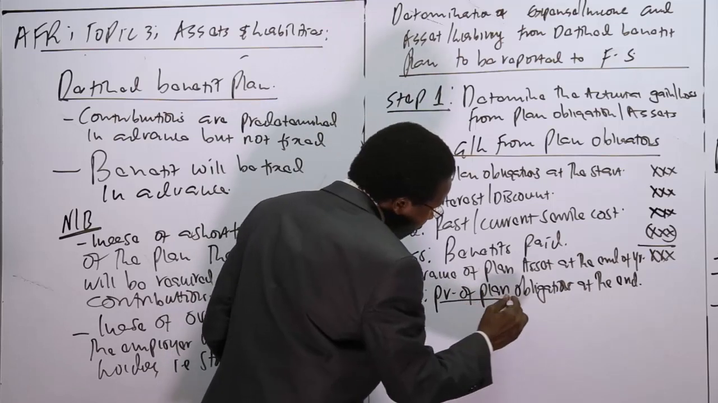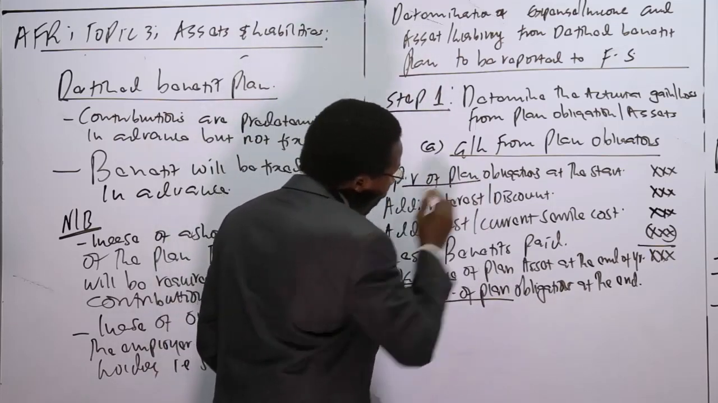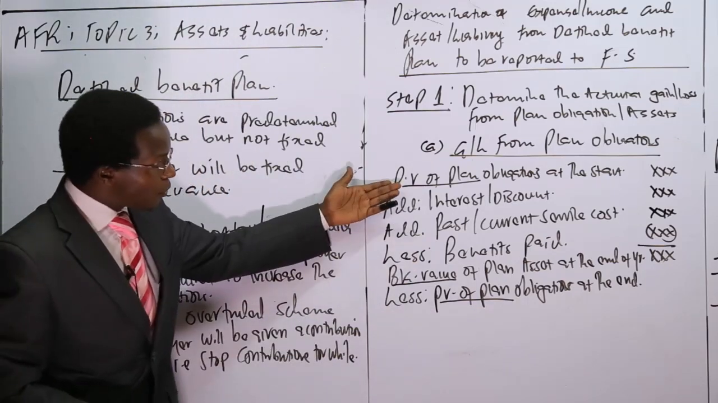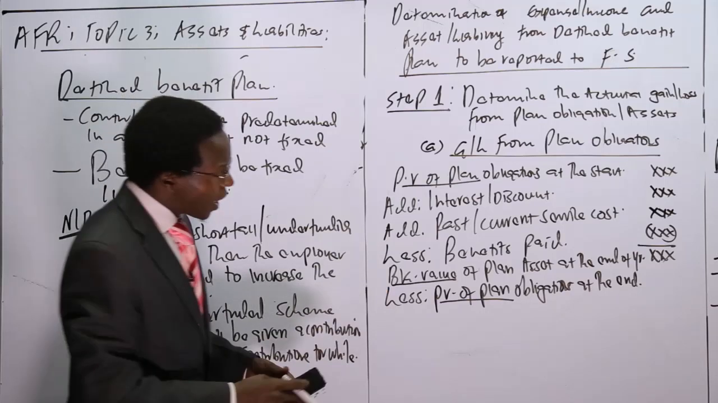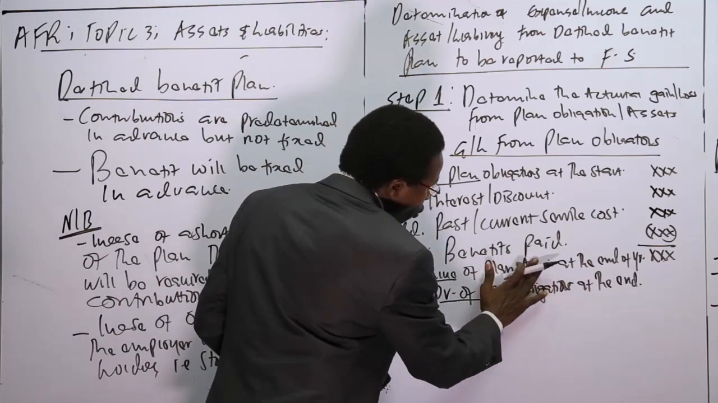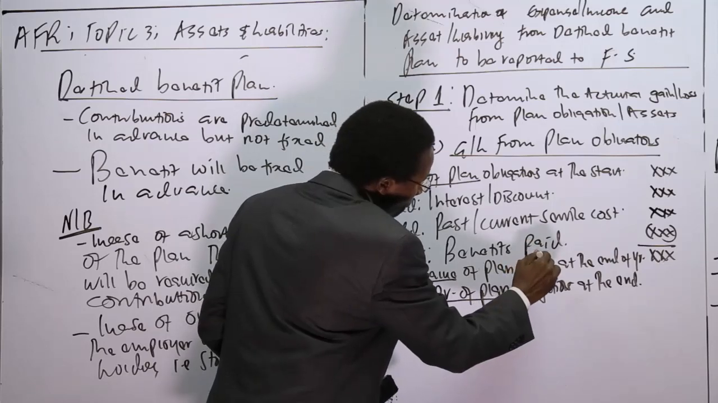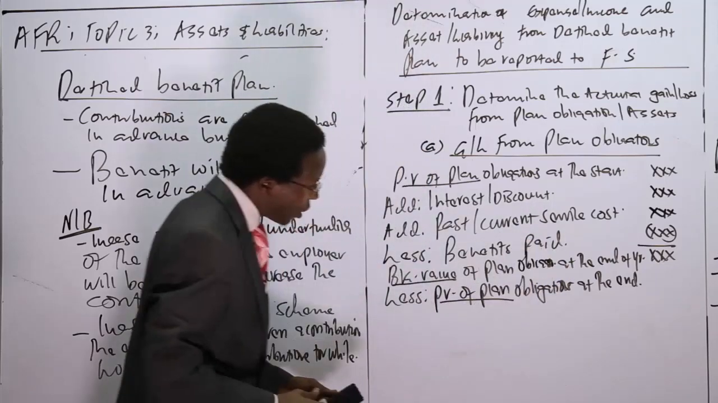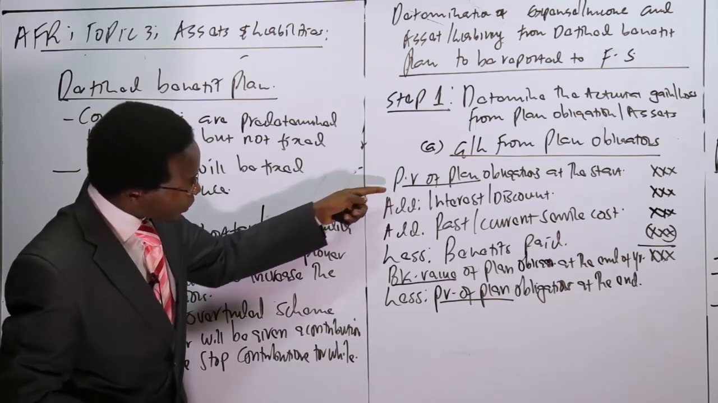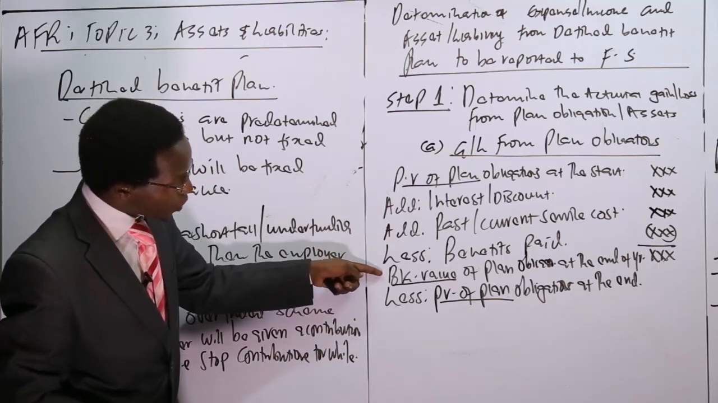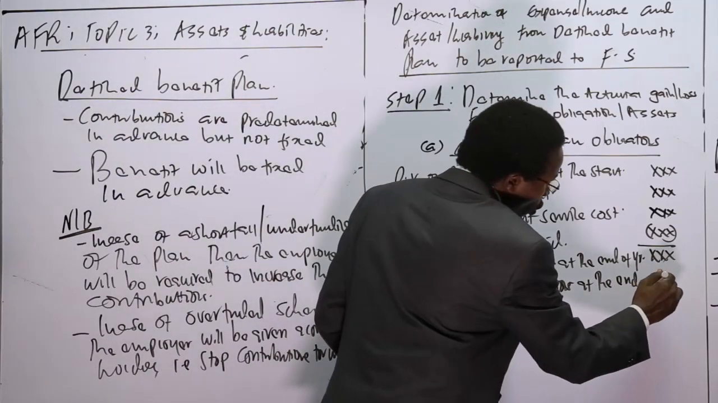Remember, this is the present value and this is the book value, so don't forget that. We have the present value of the plan obligations, we have the book value of the plan. I'm confusing this. It should not be assets, don't forget, it should be plan obligations at the end of the year. So we have the present value of the plan obligations and the book value of the plan obligations. So at the end, you compare that.